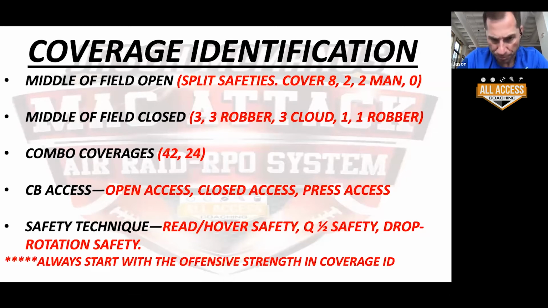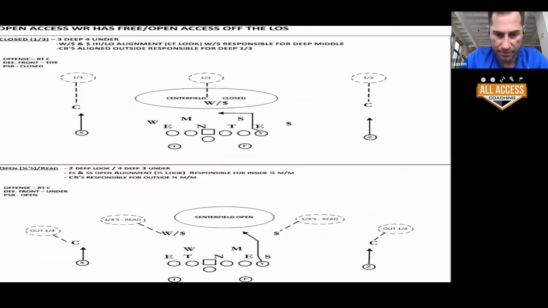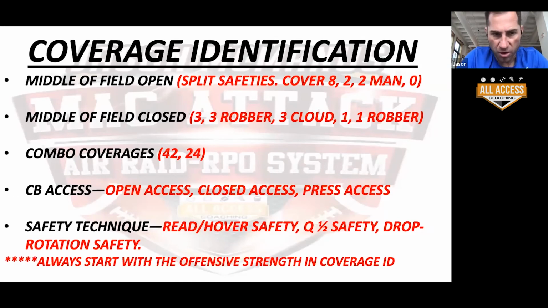All right, well, most of the time when you're getting, let me go back here. When you're getting a hover safety or a read safety, chances are you're going to get open access because it's going to be quarters coverage, okay? Whereas if you're getting a Q and 1/2 safety where the safety gets off the hash and he crossover runs, you're probably going to get closed access, cover 2, whereas now you get a rotation safety and maybe they rotate to play 1 high. It could be man or it could be cover 3.